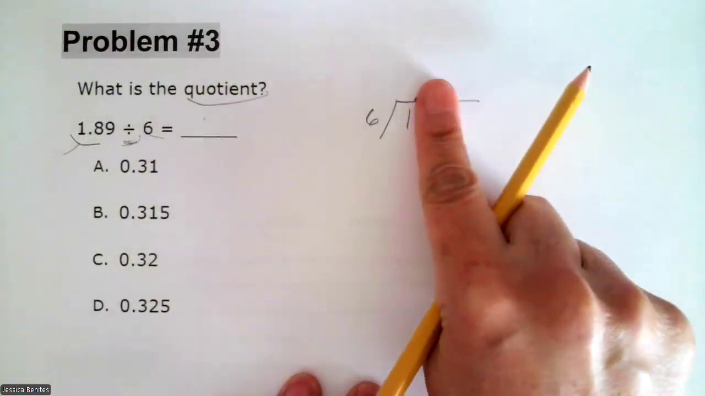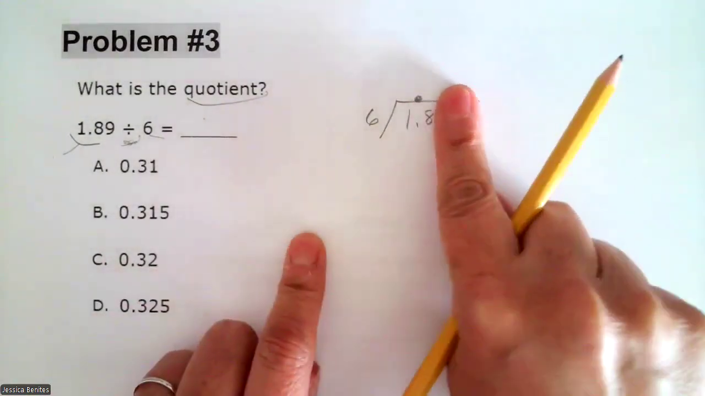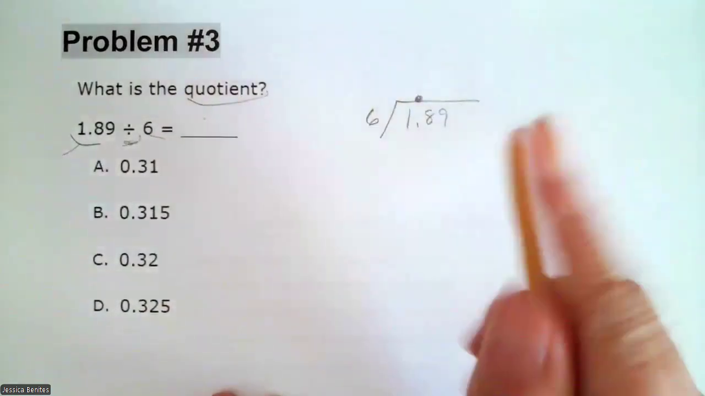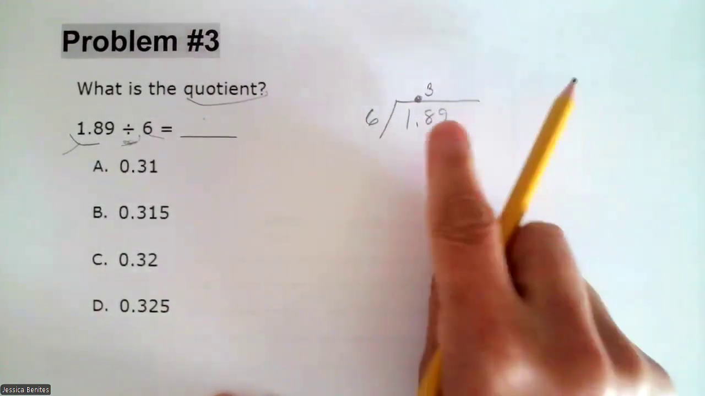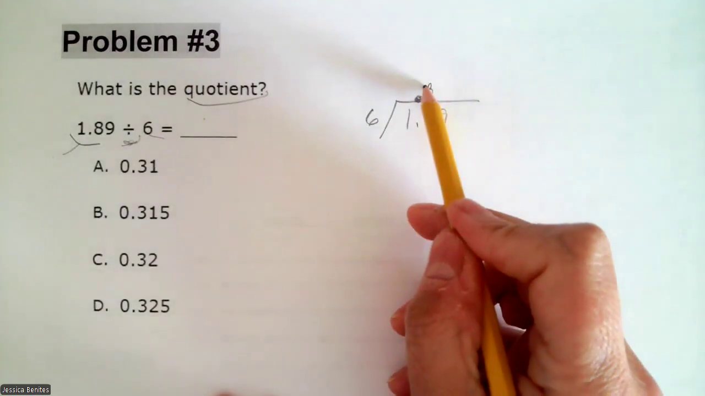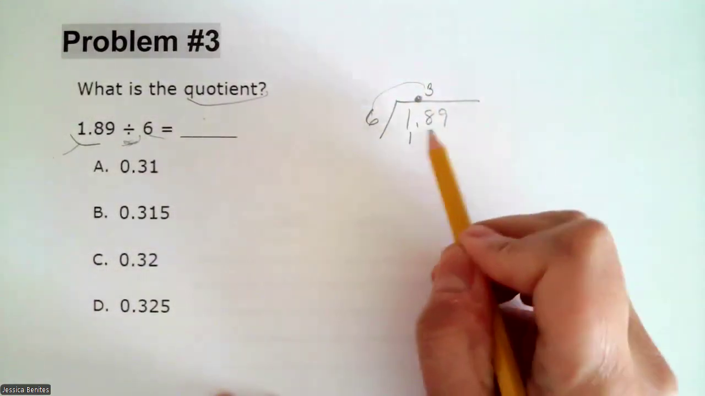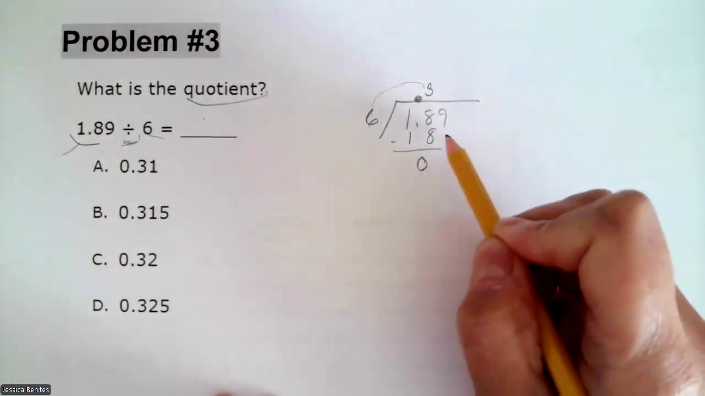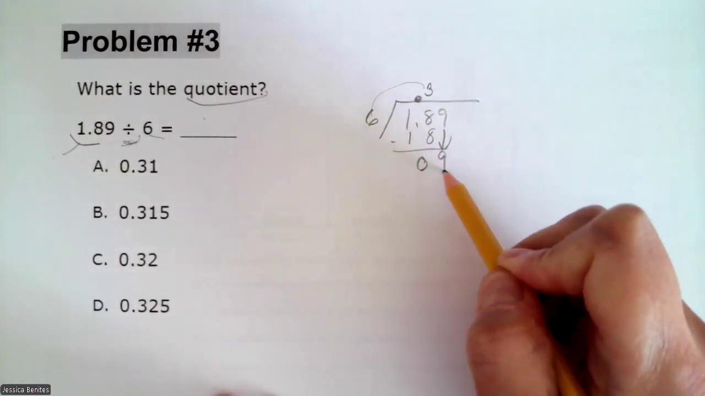Can 6 make one equal group out of that? No. How many equal groups can you make out of 18? Well, I know that's 3. So my 3 goes right above the 8. So I'm lining it up. Then we're doing 6 times 3 equals 18. Then I'm going to do 18 take away 18, which is 0. And then I bring down the next number, which is 9.